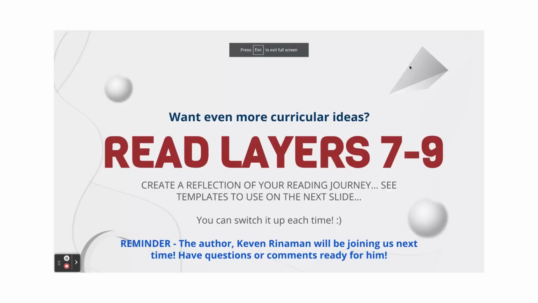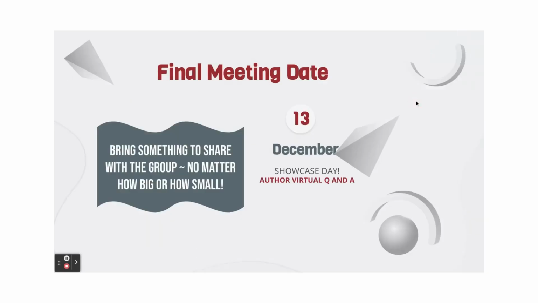The next time we meet, we're going to have the last 3 chapters read, 7 through 9. You'll have a reflection for those, and if you want to, on the next slide, there are some reflection templates, and if you want to switch it up, you can switch it up this time. There is a reminder that Kevin Reneman, the author, will be joining us, and I want you to have some questions and comments ready for him. I would like you to email me at least one question, if not more. It's up to you.